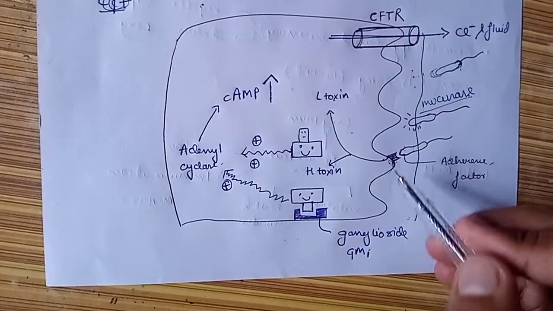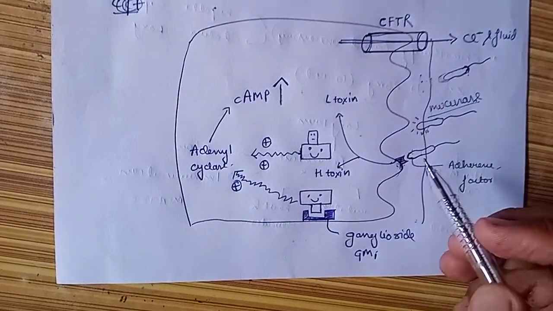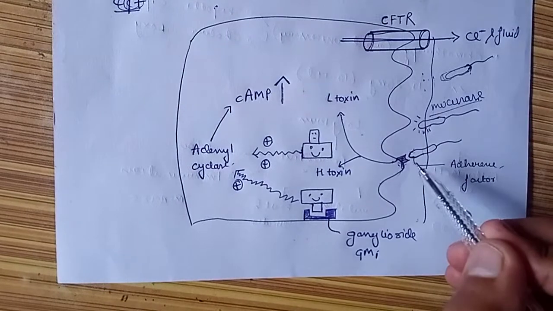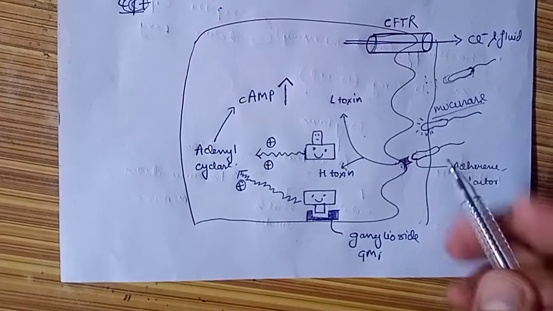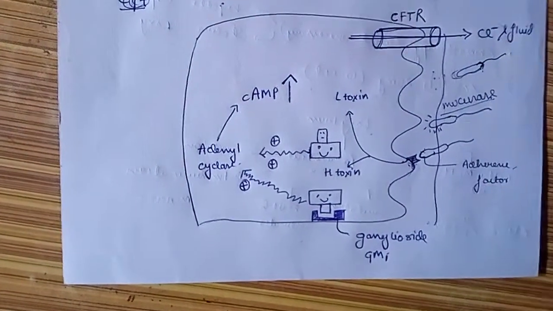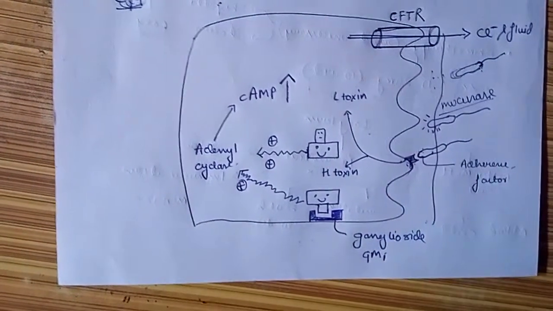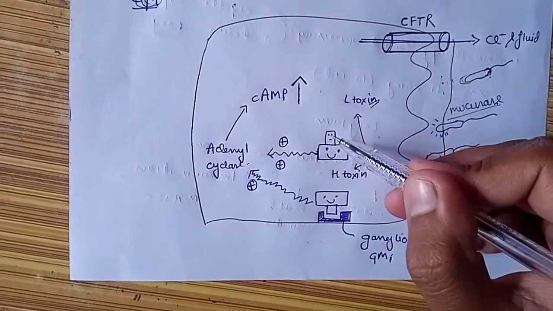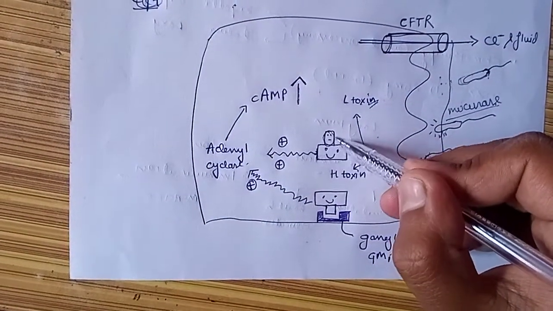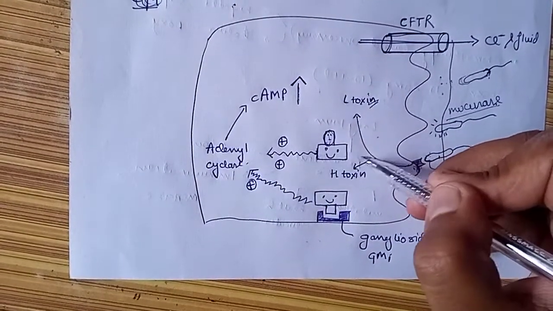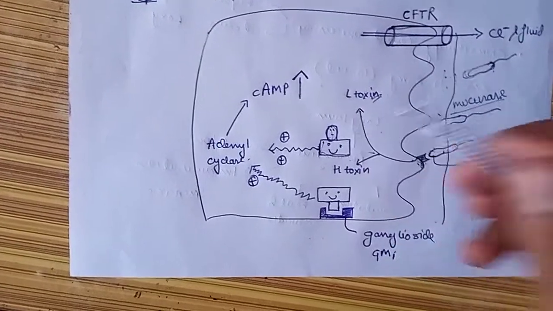After this binding, the game begins. As it binds through the adherence factor, the two toxins of Vibrio cholera are released, which do all the things that happen in cholera. That means the L toxin, as shown by this small rectangle, and the H toxin, this one.